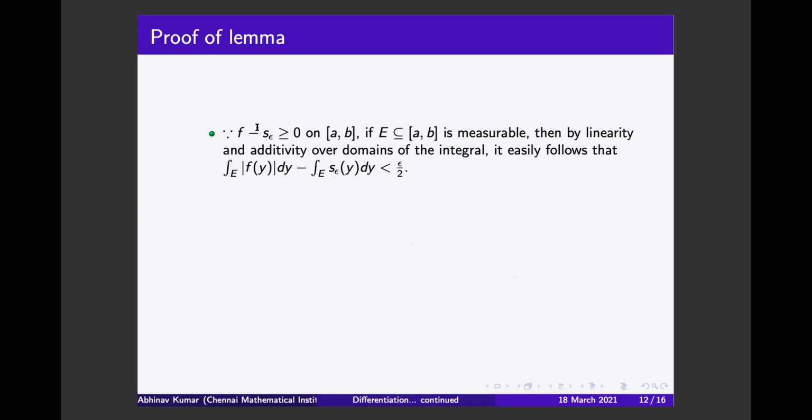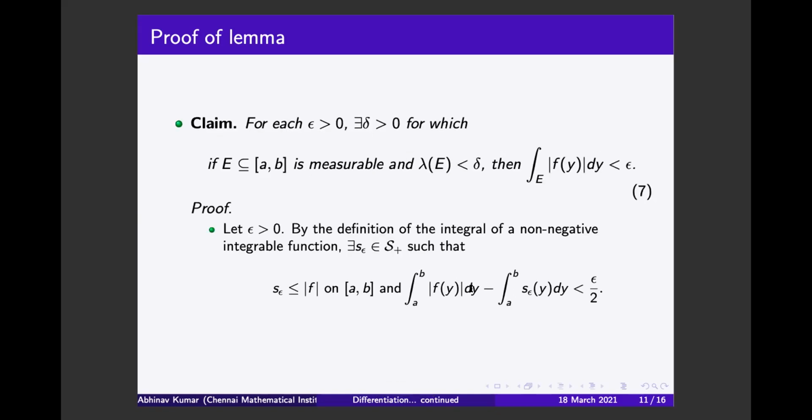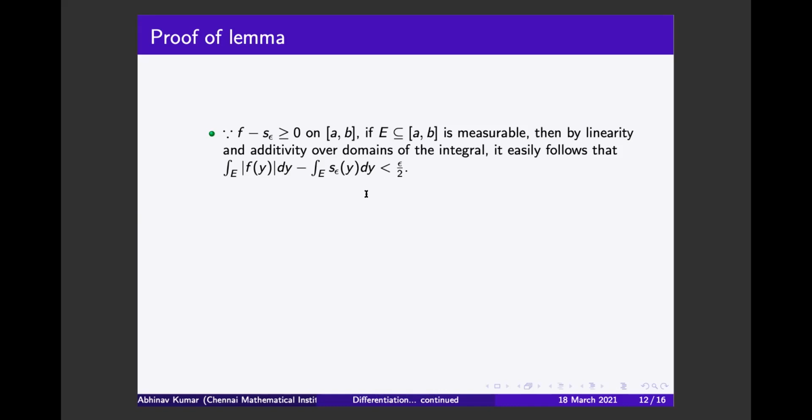Certainly f minus s epsilon. I believe there ought to be perhaps a modulus here. Yes, I think it should be modulus of f minus s epsilon is greater than or equal to 0 on A B. If a subset of this is measurable, then by linearity and additivity over domains, this is very easy. By linearity, we can just take these under the same integral. But of course, if we are integrating over a smaller set, E being a measurable subset of A comma B, if we replace the integral from A to B with simply the integral over E, then that must be less than or equal to this. And then again, we use linearity to get this. So this is immediate from this.